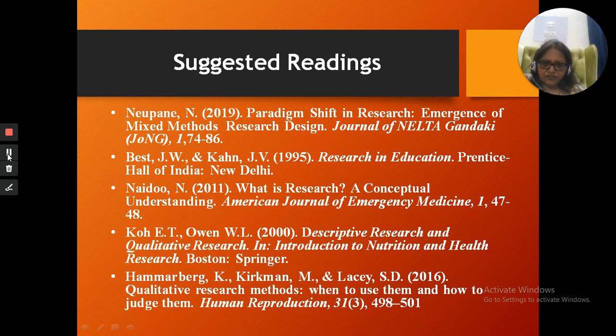Now, I suggest these readings, a few articles from various journals as well. You may go through them, and they will help you to understand why we should go for mixed method research, and why the paradigm shift has come from quantitative to qualitative research.